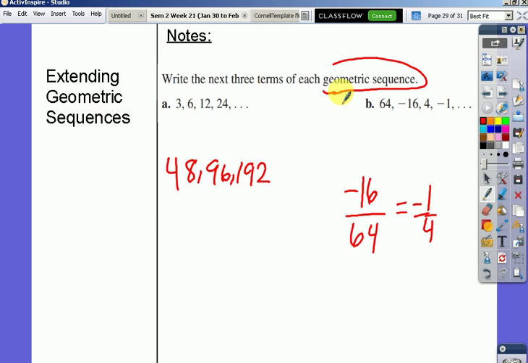So what's the next term? Positive 1/4, right? Because negative 1 times negative 1/4 is positive 1/4. And then negative 1/16. And then finally, what's the last term? Yep. 1/64. Alright, that's it for this section. We're skipping everything else. Do you have any questions?